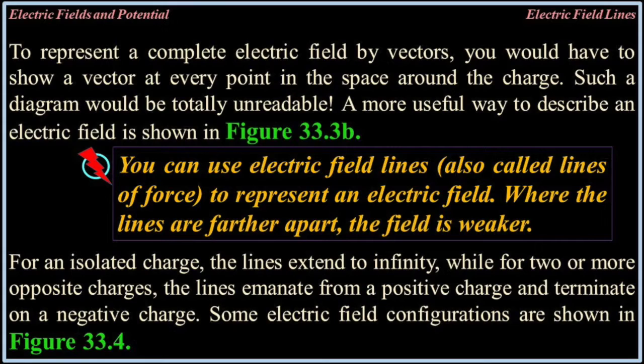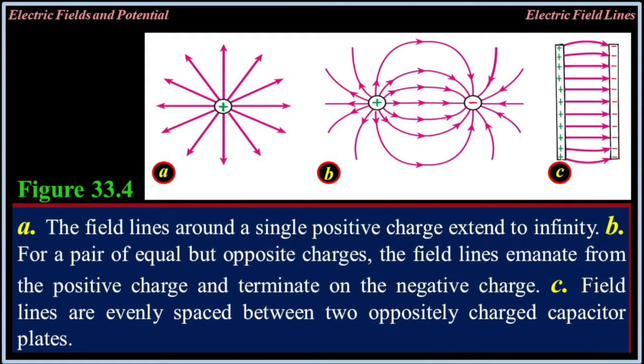Where the lines are farther apart, the field is weaker. For an isolated charge, the lines extend to infinity, while for two or more opposite charges, the lines emanate from a positive charge and terminate on the negative charge. Some electric field configurations are shown in figure 33.4.